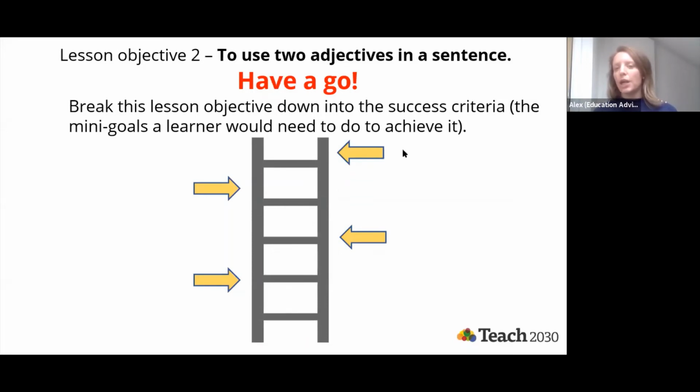Okay, here is an objective: to use two adjectives in a sentence. We all know I'm an English teacher and I like these sorts of objectives. Adjective, describing word, that's what it is for those people who aren't quite sure. Now, if that is our lesson objective, what are the success criteria? What might we have to do and show our learners in order to make them successful? What might I have to explain, explore, model in order for them to achieve this task?